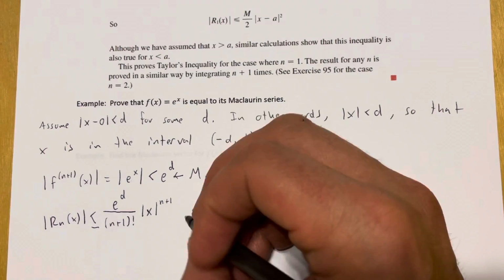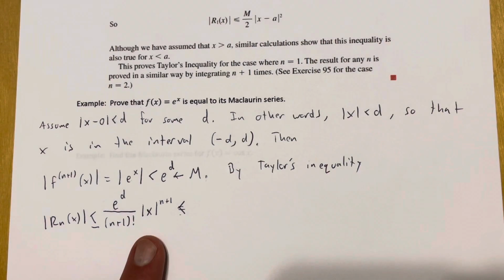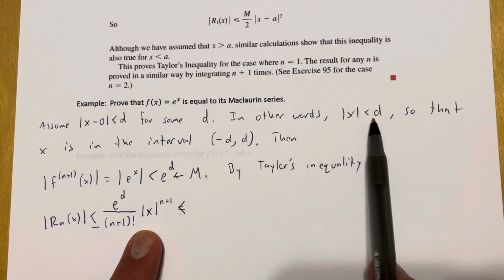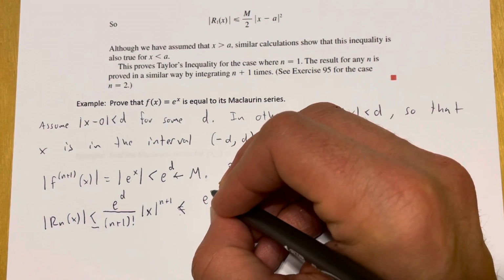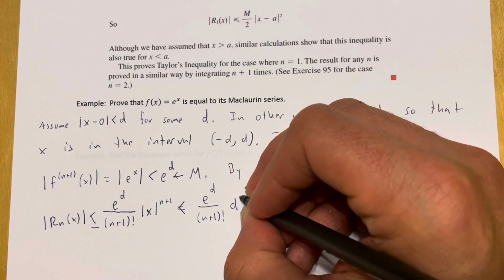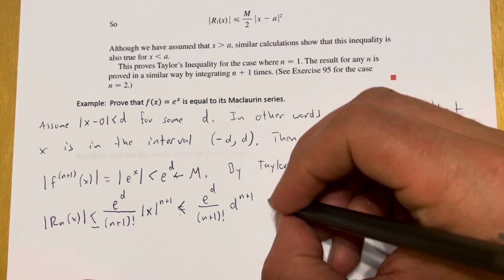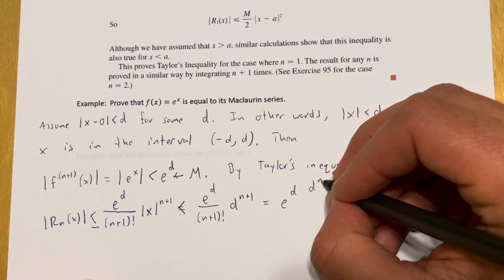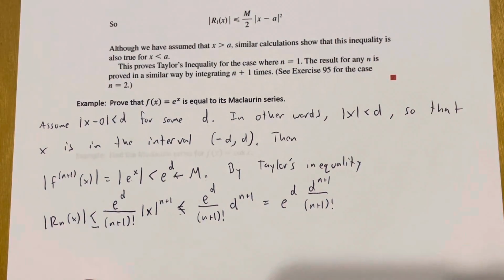Now, keeping in mind that the absolute value of x, by assumption, is less than d, this expression is less than e to the d over (n plus 1) factorial times d to the n plus 1th power, because of that assumption that we made, okay? I'm going to write this in a slightly different form. I'm going to take the e to the d out front, and I'm going to put the d to the n plus 1 over (n plus 1) factorial right there.